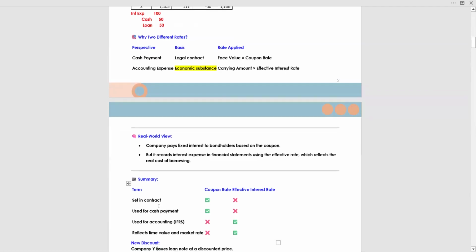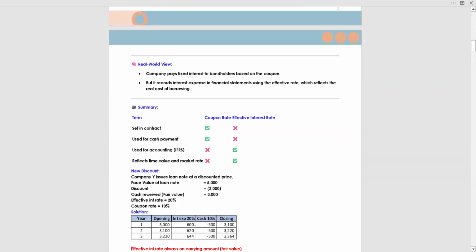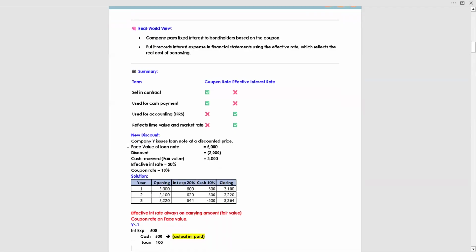Summary. Term: coupon rate, effective interest rate. Set in contract: yes, not in contract. Used for cash payment: yes, no. Used for accounting: in accounting, we record interest expense at the effective interest rate. Reflects time value and market rate: no, yes. Now, there is an additional concept of discount.